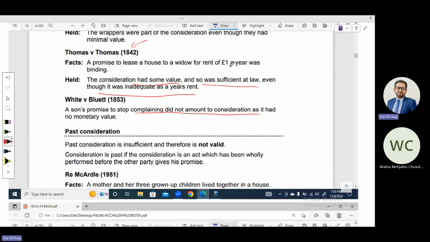What is past consideration? If anybody has done something in the past, it is insufficient and therefore is not valid. Consideration in the past is an act which has been wholly performed before the other party gives his promise. I mean, one person has done something in the past, and he is saying, okay, actually I have done that thing, now you have to do this. No, there is no contract. The past consideration is not valid.